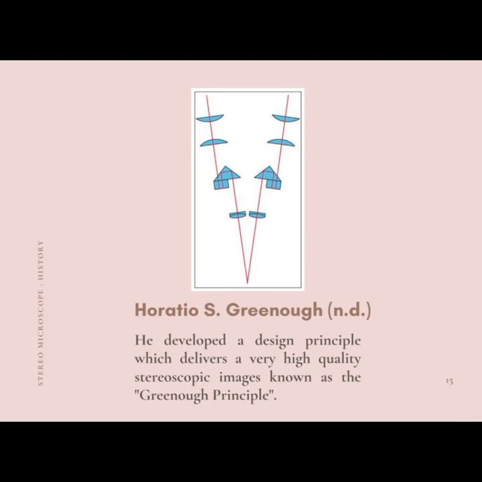He approached the Carl Zeiss Company with his design, where the Zeiss engineers changed the plan slightly. Greenough had designed a lens erecting system to ensure correct orientation of the final image, but at Zeiss this was replaced with image-correcting prisms. To this day, stereo microscopes are still based on the Greenough principle.